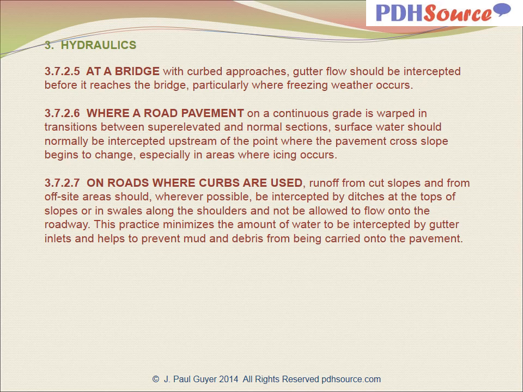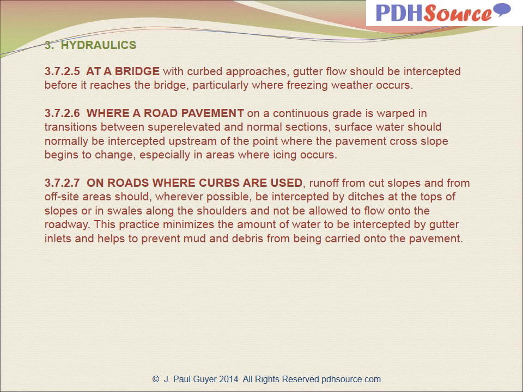At a bridge with curbed approaches, gutter flow should be intercepted before it reaches the bridge, particularly where freezing weather occurs. Where a road pavement on a continuous grade is warped in transitions between superelevated and normal sections, surface water should normally be intercepted upstream of the point where the pavement cross slope begins to change, especially in areas where icing occurs.